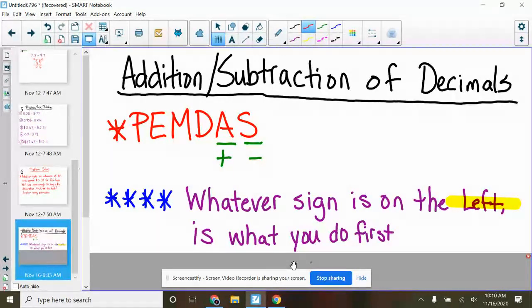And that is so crazy important. If you can start learning that now, when we really get into PEMDAS and the parentheses, exponents, if you know that what's on the left you do first, you're going to breeze through PEMDAS. Okay? It's literally one of the most important rules you can remember in 5th grade.